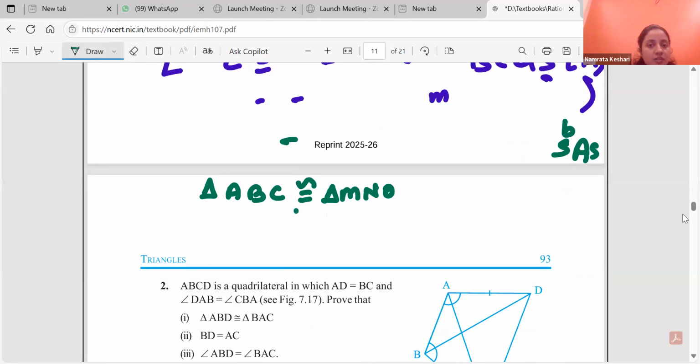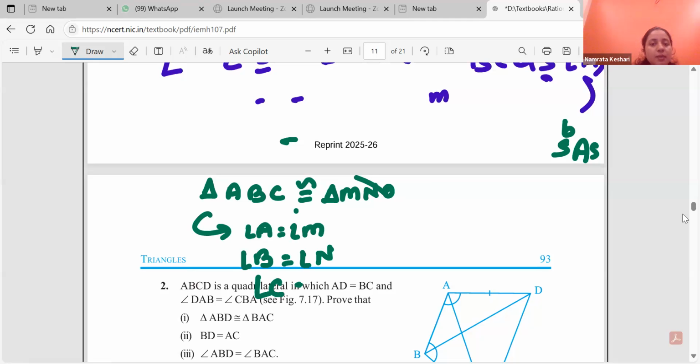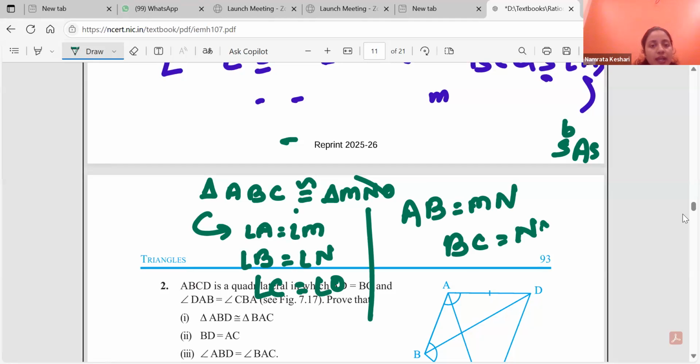From this congruency, what data are we getting? Angle A and angle M are the same. Angle B and angle N are the same. Angle C and angle O are the same. Apart from that, we are also getting that AB and MN must be the same length, BC and NO are equal in length, and AC and MO are equal in length. From this congruency, this much data we are getting, right? Yes, ma'am. Congruency means ditto same, exactly same.